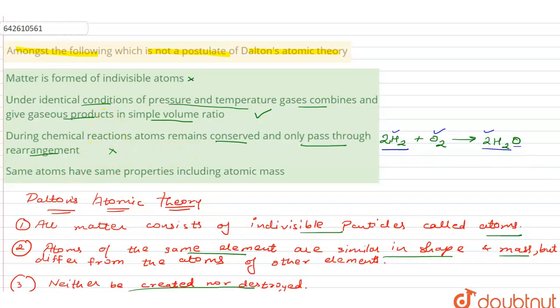And same atoms have same properties, including atomic mass. Very true. Atoms of the same element will be similar in shape and in mass. So this is also a postulate. Hence, we have only one option which is not a postulate of Dalton's atomic theory, and that is option number 2. I hope you understood the explanation.